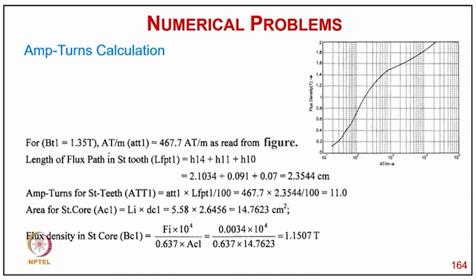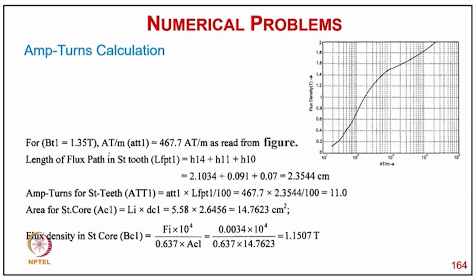For the calculation, from the magnetization characteristic you can get the specific ampere turns per unit length, that is 467.7 ampere turns from the figure, and the length of the teeth is given here as 2.3544 centimeter. So the ampere turns will be the multiplication of the specific value into this length, so it's 111 ampere. The area of the stator core, LI into GCS, comes to 14.7623 centimeter square.